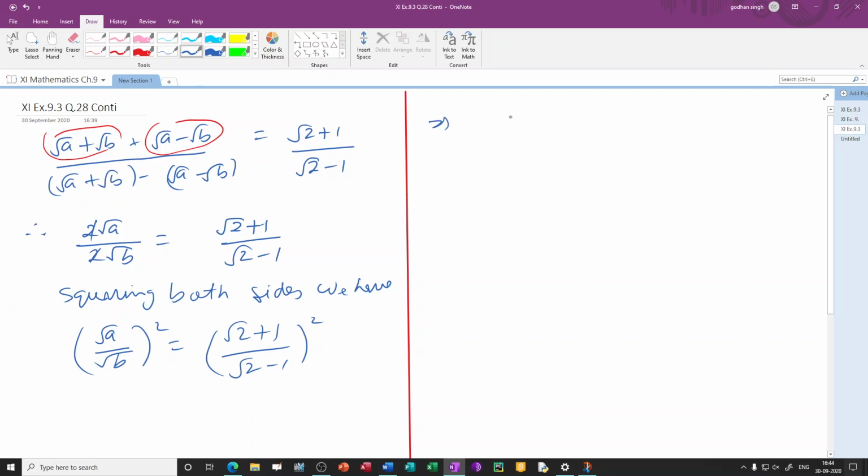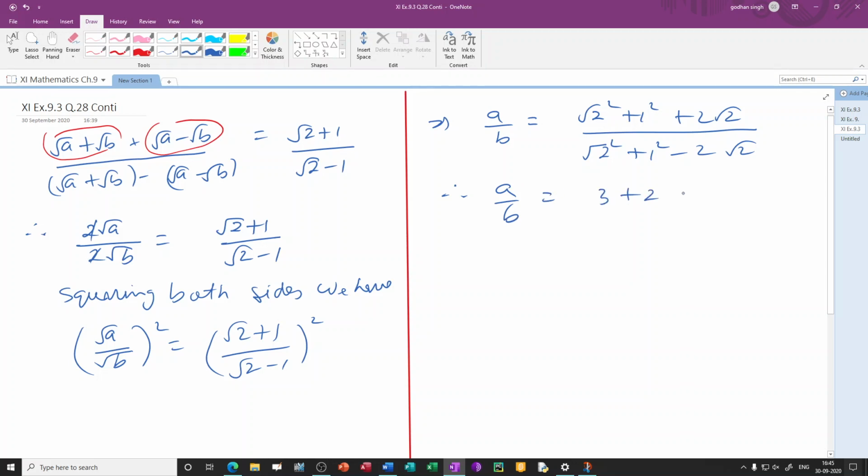This will imply a over b equal to, now in the numerator we'll apply the formula of x plus y whole square, that is root 2 square plus 1 square plus 2 root 2, over, this will become root 2 square plus 1 square minus 2 root 2. So therefore we can say that a by b equal to, root 2 square is 2, 2 plus 1 is 3, 3 plus 2 root 2 over 3 minus 2 root 2.